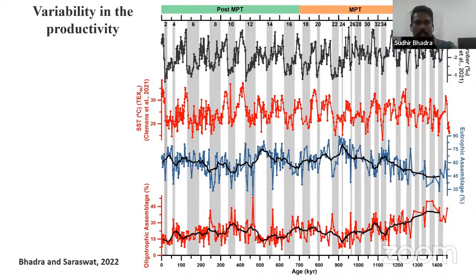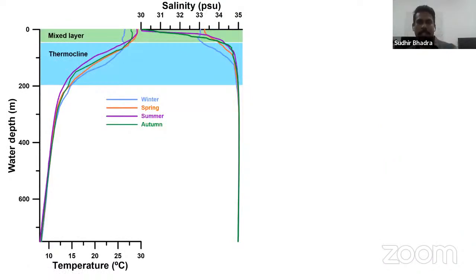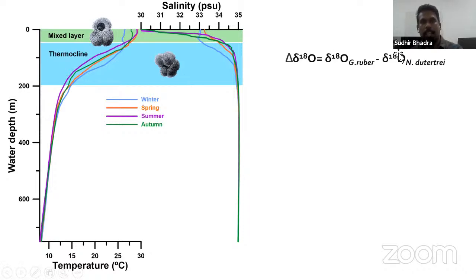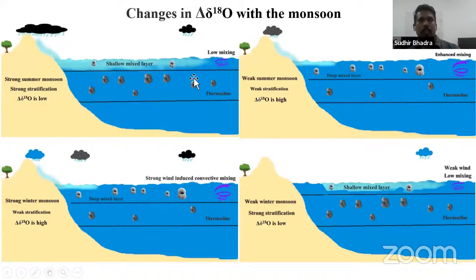We then wanted to look at the thermocline as well, and how water column stratification is getting affected by some monsoonal change. So we selected Ruber as a mixed layer representative, and another species as a thermocline representative, and we took the delta delta-O value, in which we subtracted the delta-O value of the thermocline species from the Ruber. The Ruber data has been obtained from Clemens et al. 2021, and we obtained the data of the thermocline species, and this is what the delta delta-O represents, just for schematics.